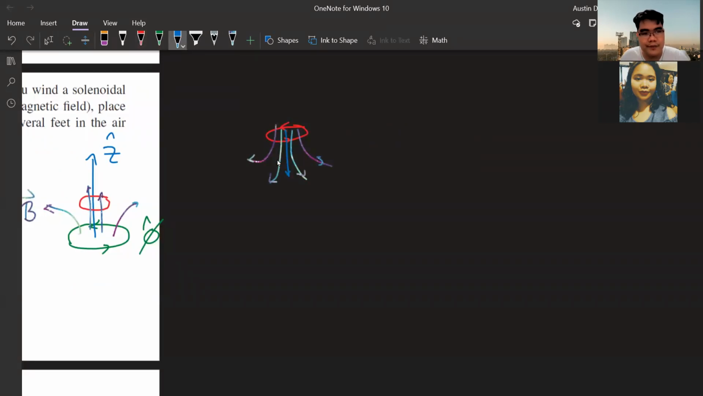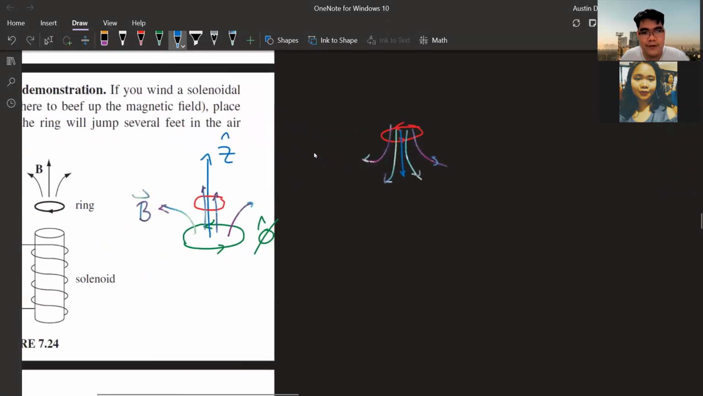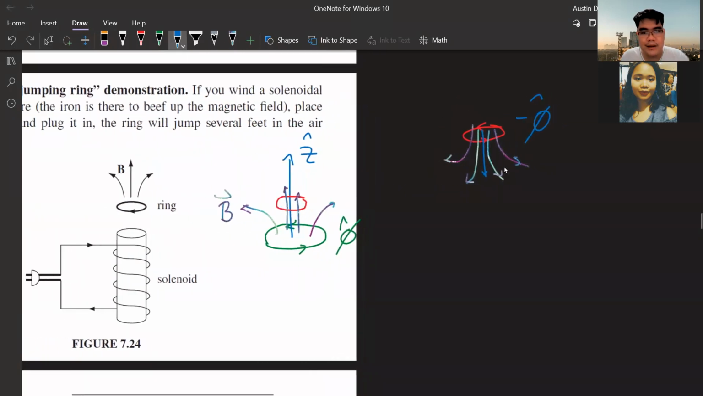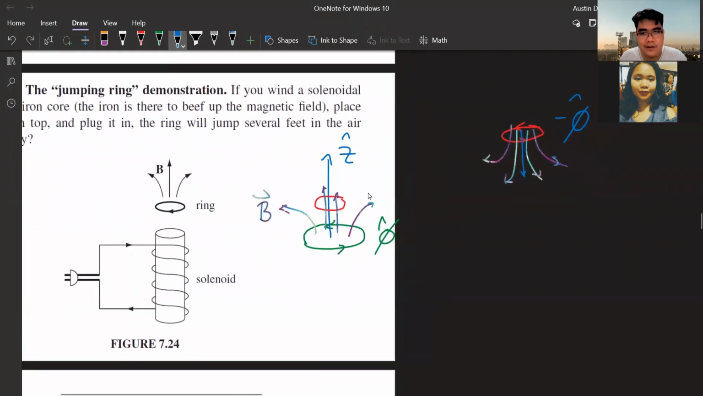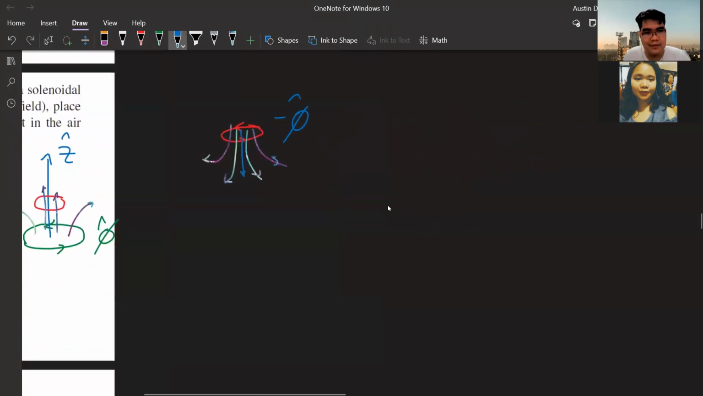Ayan. Okay, so if you're negative phi hat direction yung current. Okay? Okay, so ayun yung mangyayari. And then, why does the ring jump?